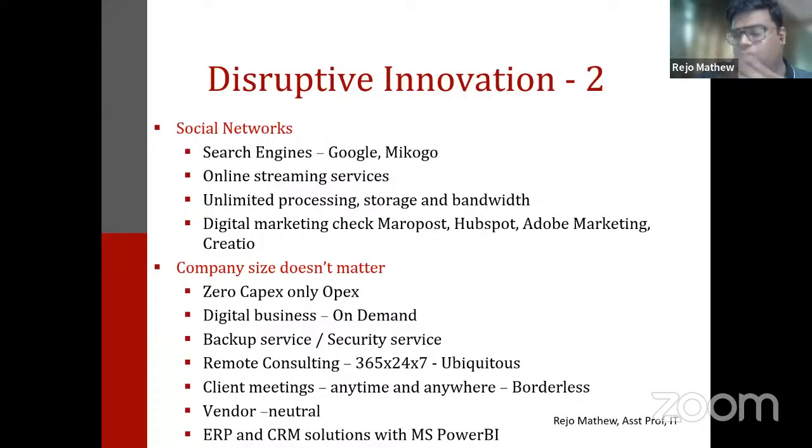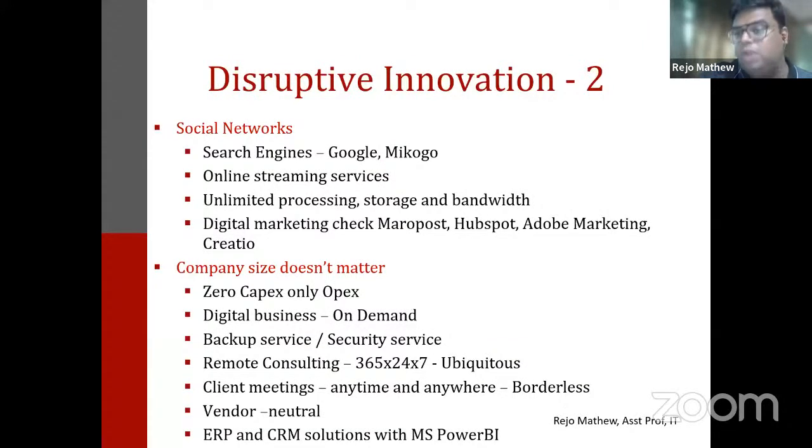Nowadays, if you go online and check for jobs, there are a lot of remote consulting jobs, virtual jobs, because it is ubiquitous. From any part of the world, you can access any cloud servers, connect to the users, connect to the employees, and get that work done. Even small jobs can be done, even complex jobs can be done online. So remote consulting, ubiquitous, client meetings anytime, anywhere. As I said, a borderless world because of cloud.